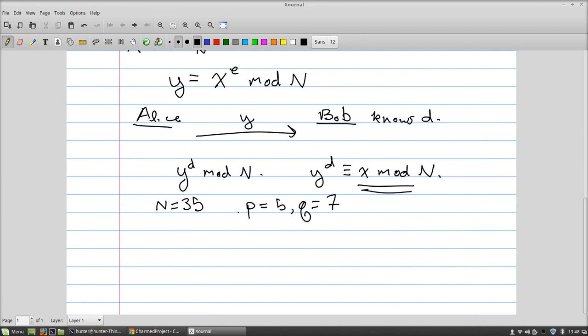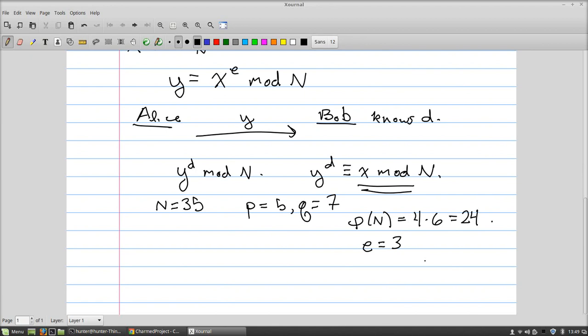All right, and so what is phi of n? This is part of the parameter generation process, which is done by Bob. So Bob knows that phi of n is 4 times 6, which is 24. And so he picks some e which is relatively prime to 24. And why not just pick the easiest one that works? So e is equal to 3.